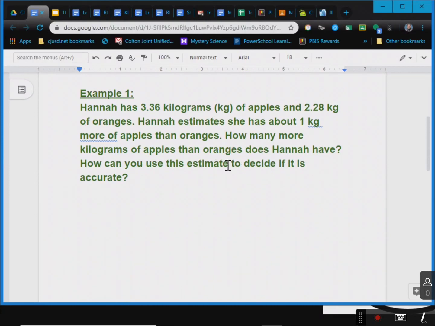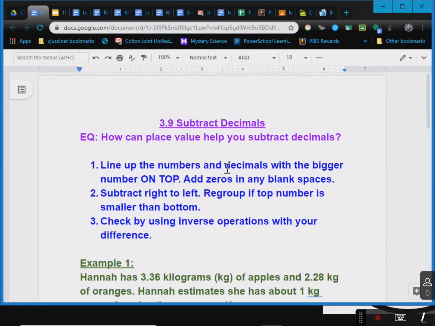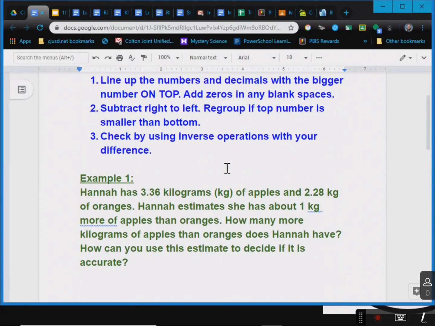Hannah has 3.36 kilograms, also known as kg, of apples and 2.28 kilograms of oranges. Hannah estimates she has about 1 kilogram more of apples than oranges. How many more kilograms of apples than oranges does Hannah have? And how can you use this estimate to decide if it is accurate? In the book, it says if the answer is reasonable, but we're just trying to see, is this accurate or not?